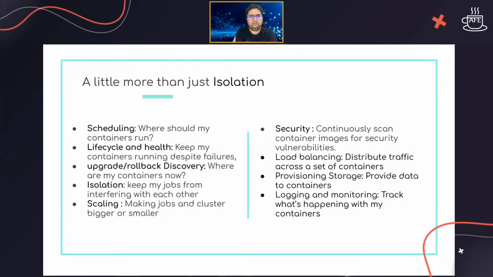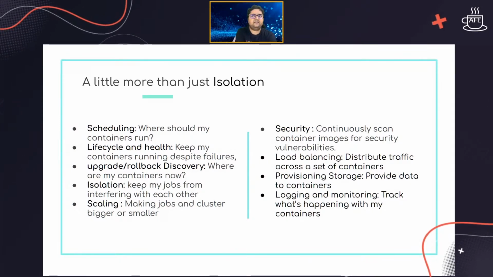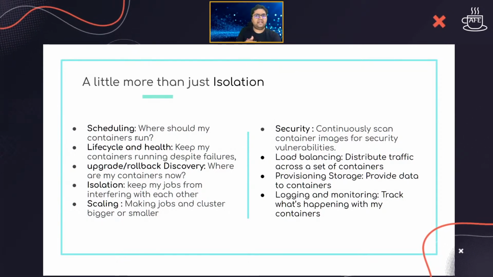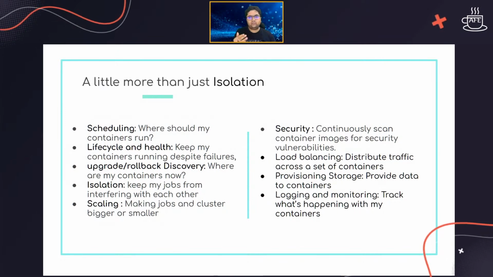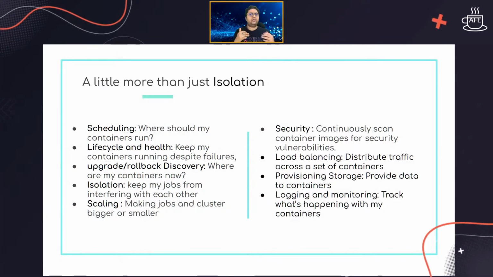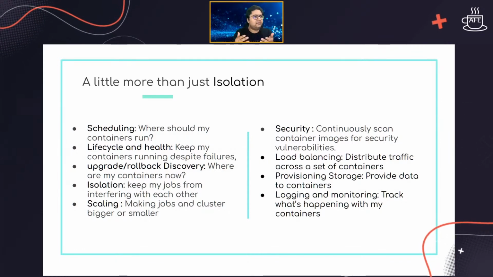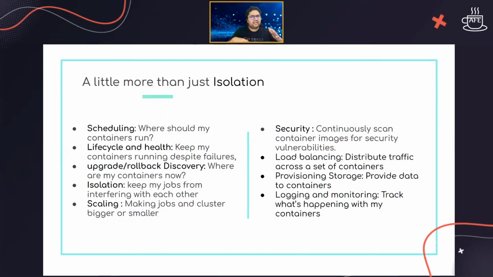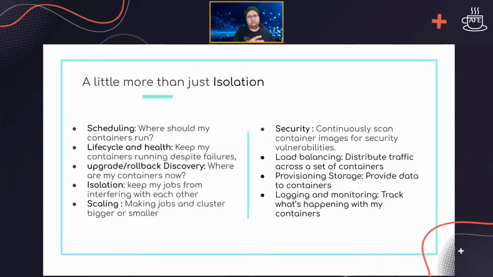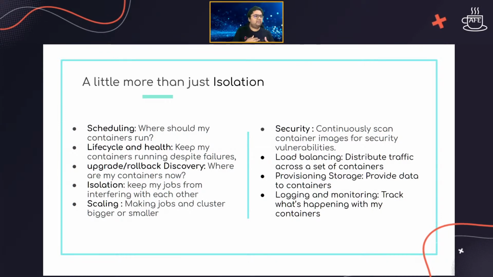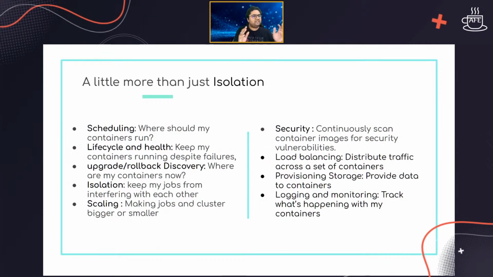What you need to be aware of is there's a little more required than just isolation. You need a technology that can enable scheduling, which will help you understand where my containers would run. More than where, I think that's a typo, it's more to do with when my containers would run. There's lifecycle and health management, where if my containers have failed or there's some sort of failure, bring them back again. How do we upgrade them? How do we independently isolate them and look at them? How do we scale them?